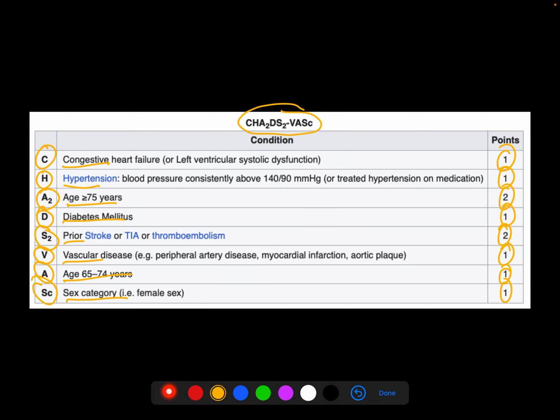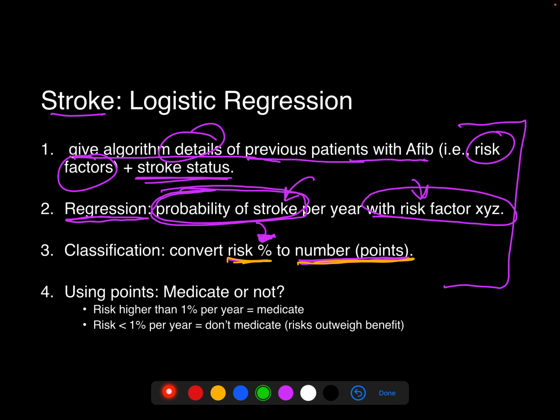For example, let's say that our patient, this new patient that's coming in, has congestive heart failure. They're greater than or equal to 75 years old. They are a female. Okay, so what clinicians do is add up these scores. So that would mean 1 plus 2 plus 1, which equals 4. That's 4 points. And that will indicate, based on guidelines, whether to medicate or not.